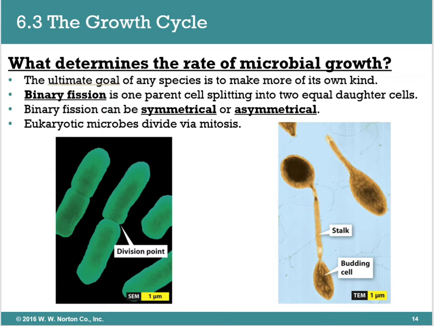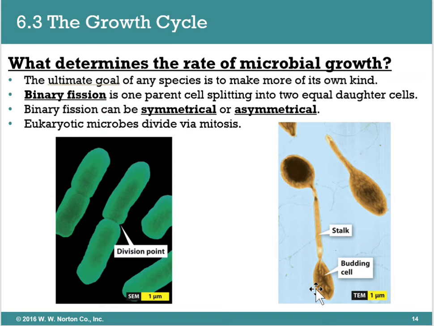There are times where binary fission can be symmetrical, which is more like the first picture, or it could be a little bit more asymmetrical, where you have a budding cell like this. Either way, it's still binary fission. They still retain the same amount of genomic information, just different sizes.